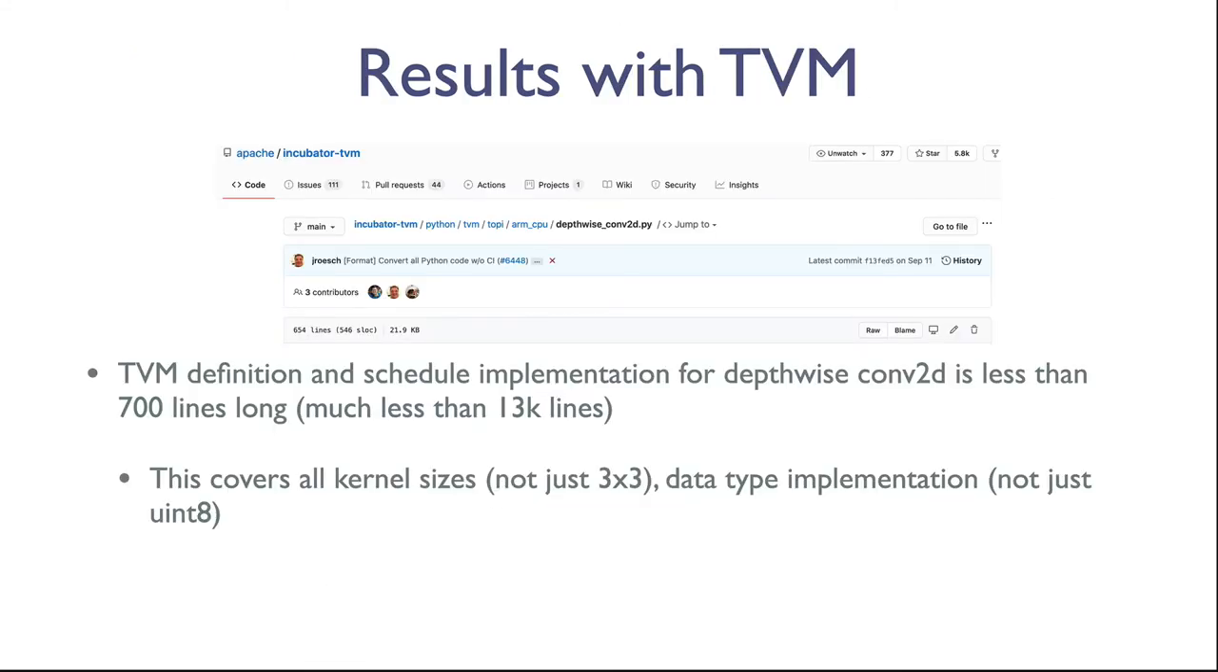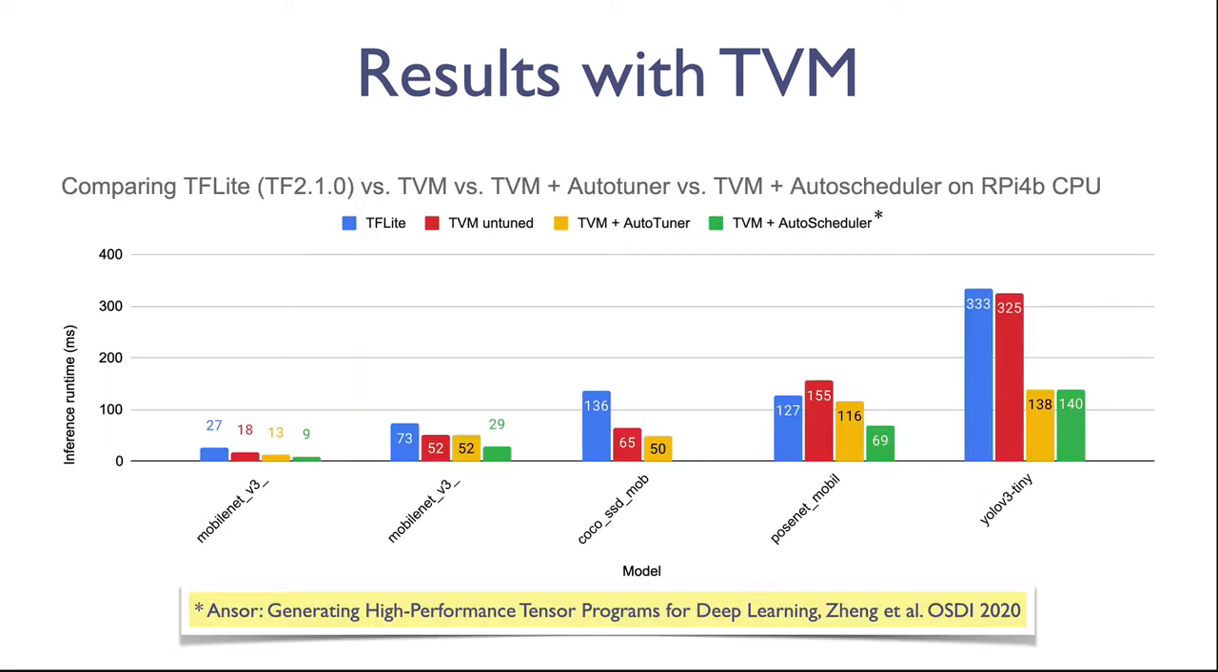Okay, so let's look at the results that we can get with TVM. The TVM definition and schedule implementation for depthwise 2D convolution is less than 700 lines long, which is far less than the 13,000 lines that we looked at before. And this covers all kernel sizes, not just 3x3, and also different data type implementations, not just UINT8. And with this method, when we compare TF-Lite versus TVM versus TVM Auto-Tuner versus TVM plus Auto-Scheduler on Raspberry Pi, we can see dramatic performance improvements across a number of different models.